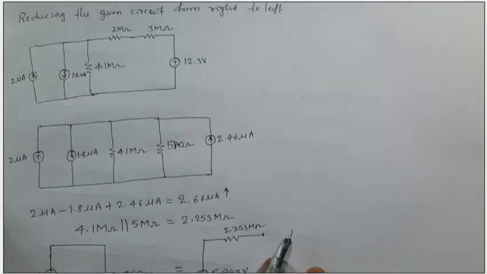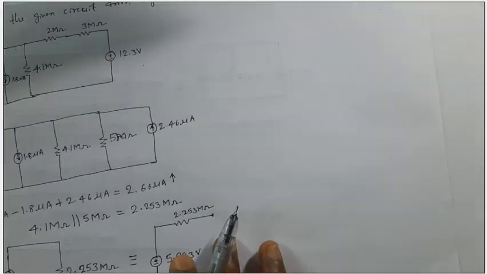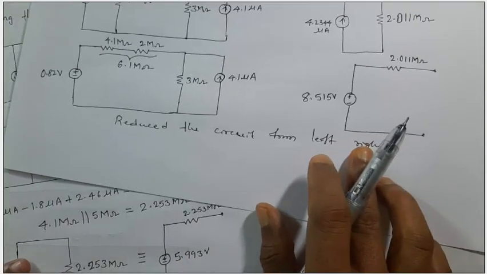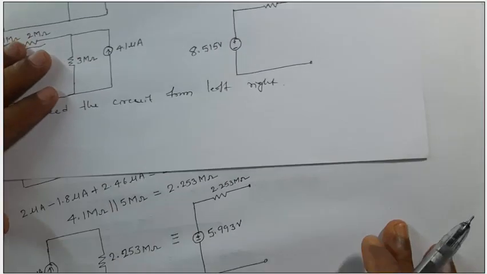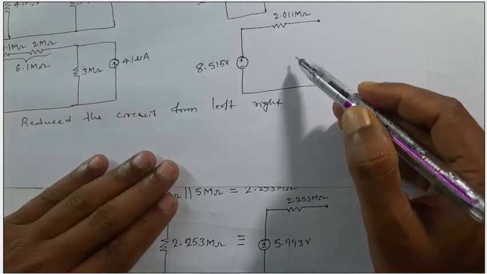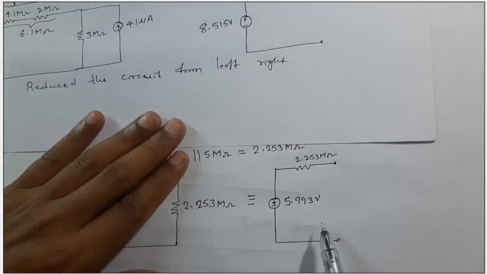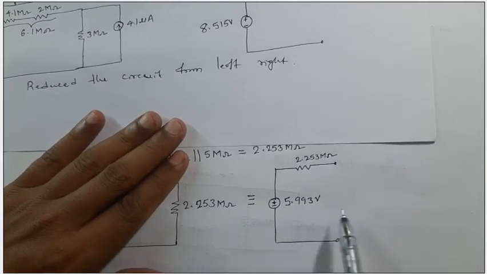Now you can see, dear students, this is the final network after reducing the given network from right to left, but the earlier one is what we got after reducing the network from left to right, whereas this we got after reducing the network from right to left, which are different.